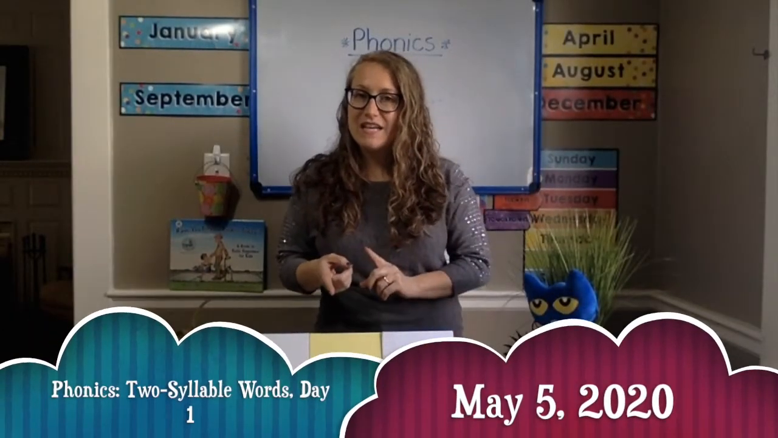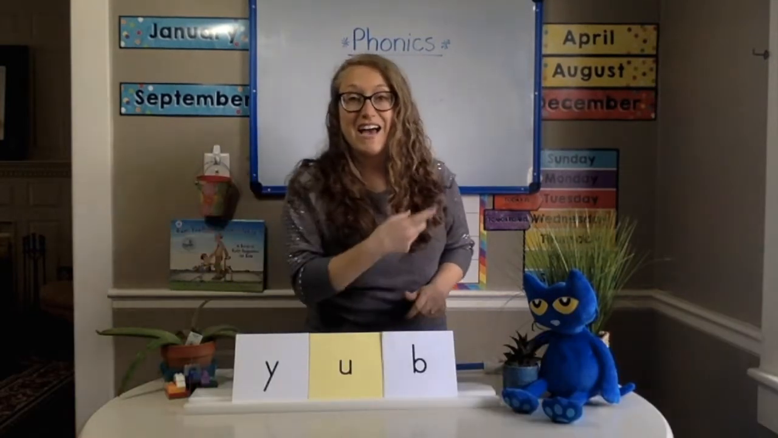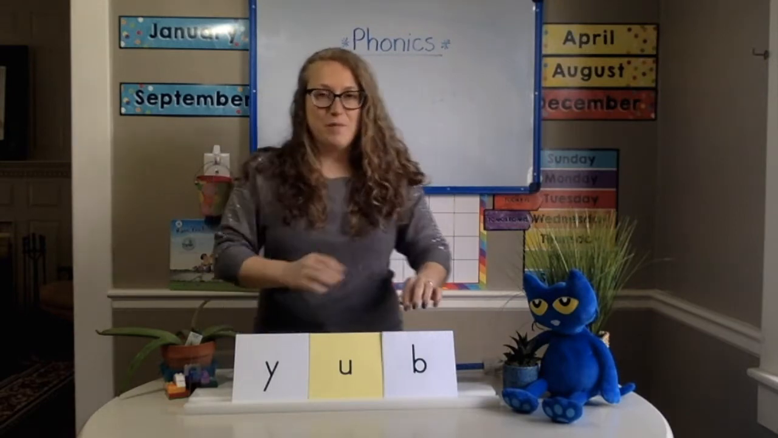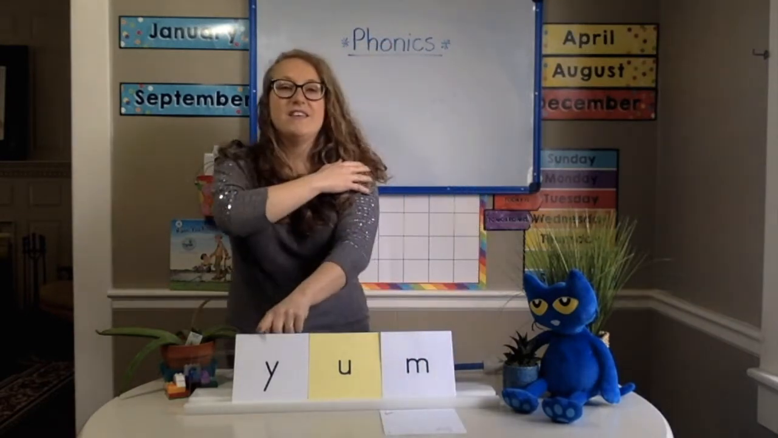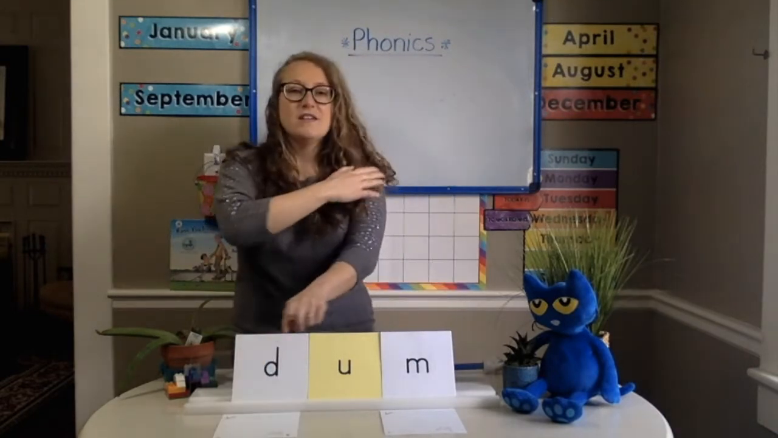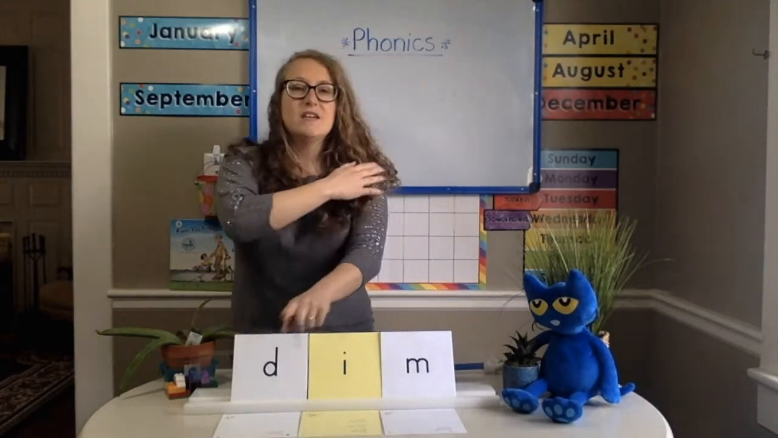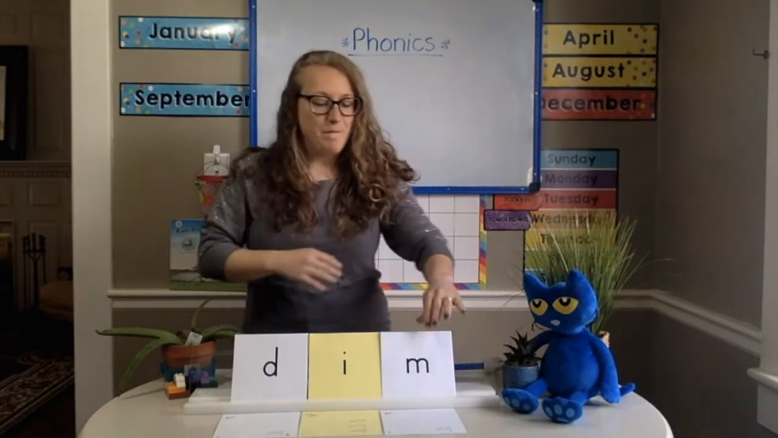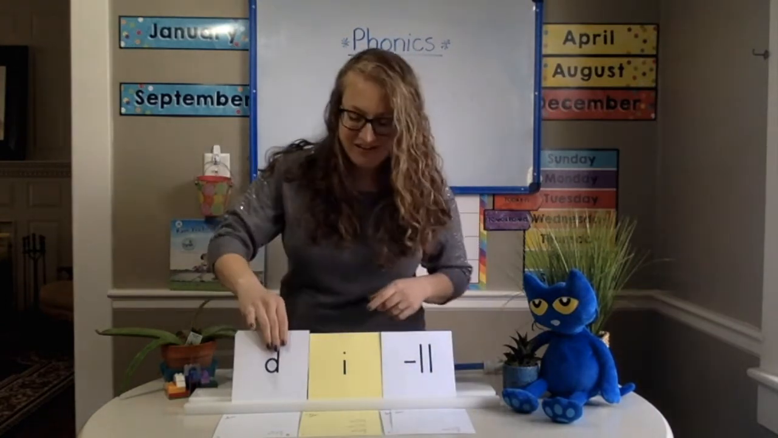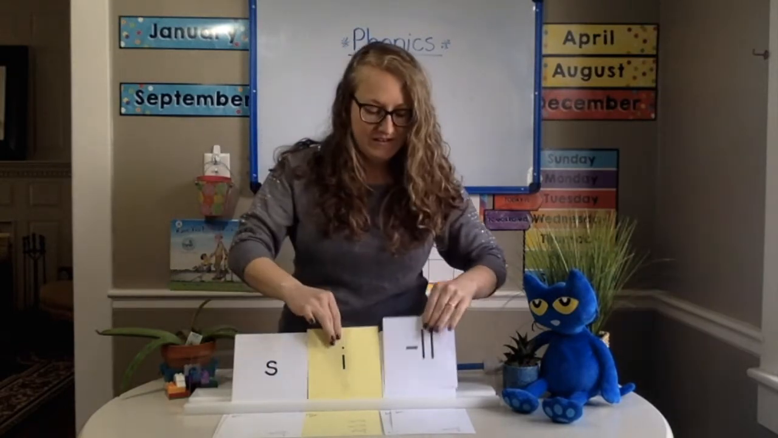Kindergarten. Let's practice sounding out some words. You can either use your arm or you can point and slide. Here we go. Y-a-b, yub. Keep it up. Y-a-m, yum. D-a-m, dumb. D-i-m, dim. D-i-ll, dill. S-i-ll, sill.